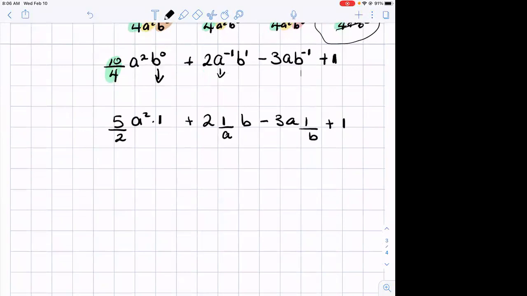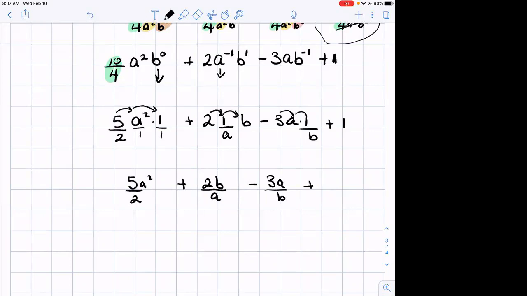And one more simplification, if you multiply all the tops, this becomes 5a squared, right? If you distribute or multiply, these are all over an invisible 1, so you can write that over the 2. Plus, same thing here, 2 times 1 is 2 times b, this becomes 2b over a. Same thing here, 3 times a is 3a times 1, so this becomes minus 3a over b. And then we have plus 1. And this here is our final result.